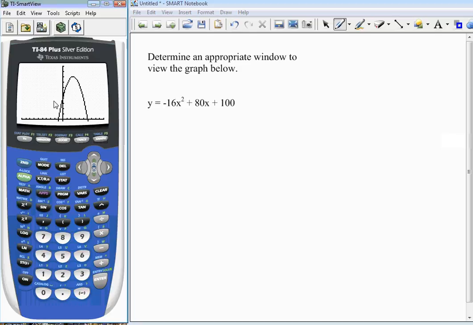Now, if I wanted to identify that vertex point, let's just go through that again. This would actually help you if you're trying to find the range of this graph, right? If I do second trace, and that is definitely a maximum since the graph is going down, I need to be on the left side of that, and then on the right side of that point, and then guess. So my maximum is (2.5, 200).